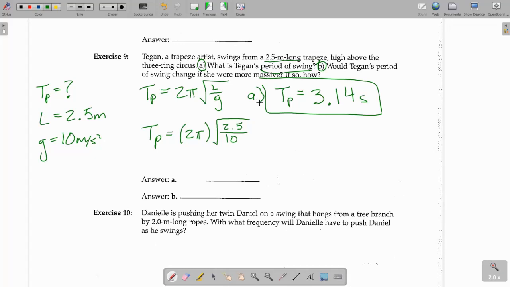Well, think back to our lab, and if you remember when we went from wood to aluminum to brass to plastic, it didn't matter what mass we used at the end of that pendulum, it did not change the period. So the answer to B is that the period does not change if Tegan's mass changes. So go up, make sure you write that down on your paper. And let's move on to number 10.